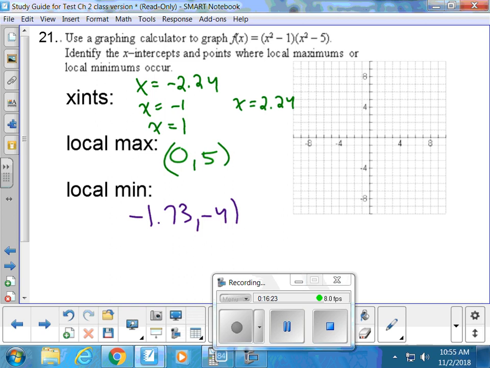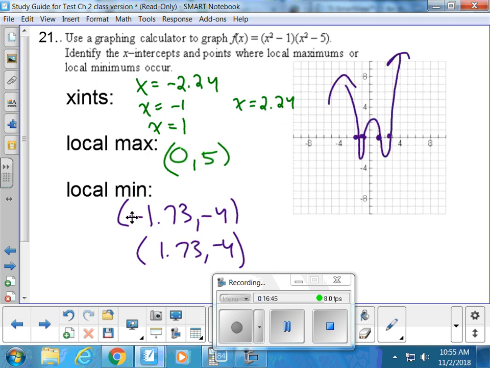-1.73, -4. And you can find the other one on your own. It is just the mirror image. It ends up being 1.73, -4. And you can just do a rough sketch with your given information. Here's the zeros. My drawings are always terrible, especially with this board, but it kind of goes like this and makes a W. And this actually should have gone up to 5. This W should have gone up to 5. There we go.